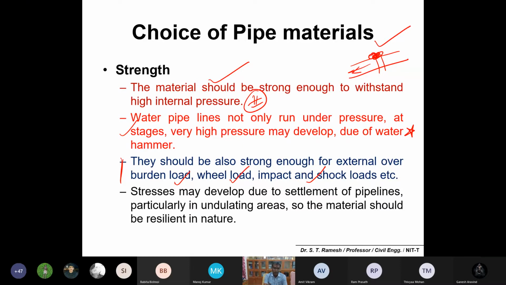Say for example, a sudden fall of a rock from a height of say 20 or 30 meters, falling directly onto a pipe near mountains, which may also create a lot of impact loads. And again, stresses may develop due to settlement of pipelines. Uniform settlement may not be an issue, but there could be uneven settlement of the soil below the pipeline, which may also create a lot of stresses due to settlement of the pipe. So please remember, the selection of pipes should take care of these points.